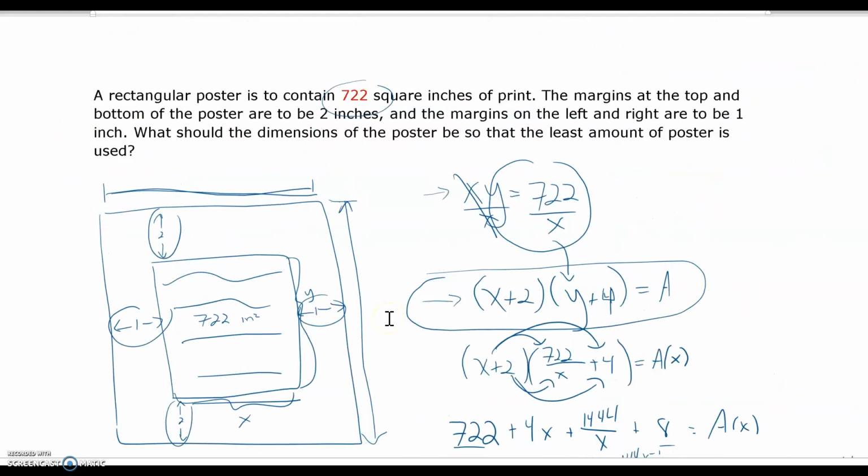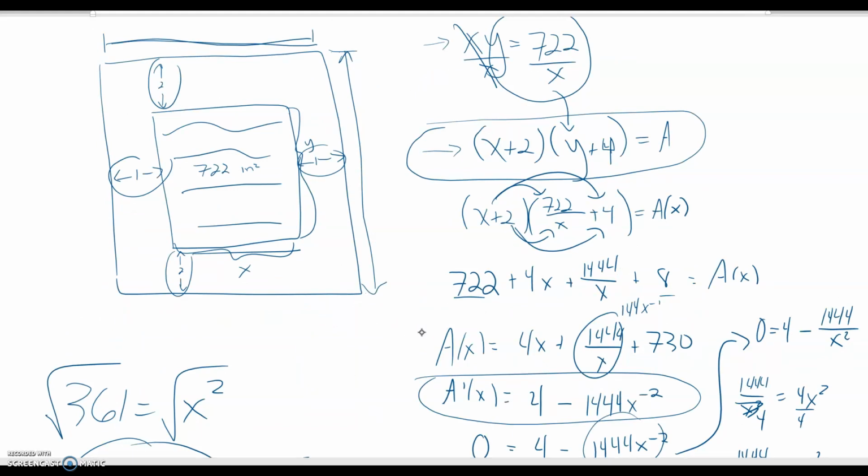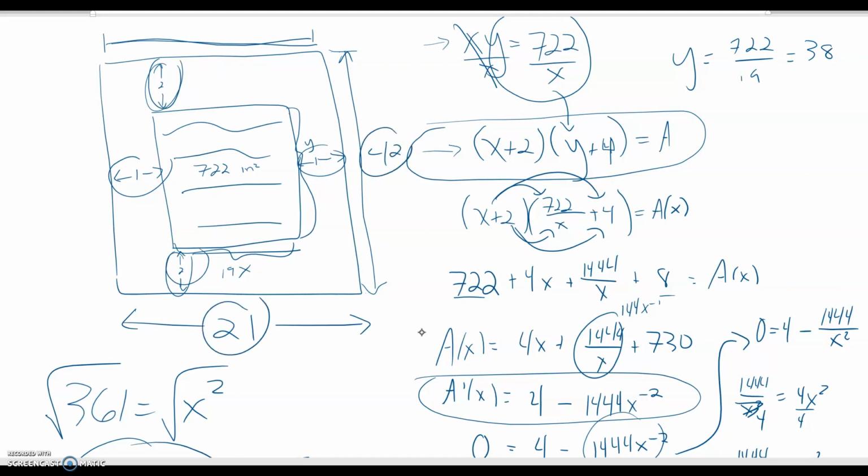Now we can answer the question, what should the dimensions of the poster be? Okay, so the poster shouldn't be 19 by something. The poster, if x is 19, we got to say it should be 21 this way. And then if y equals 722 over x, then y is 722 divided by 19, which is 38. And then we know to add 2 and 2, which would give me 42. So the poster should be 21 by 42 inches.